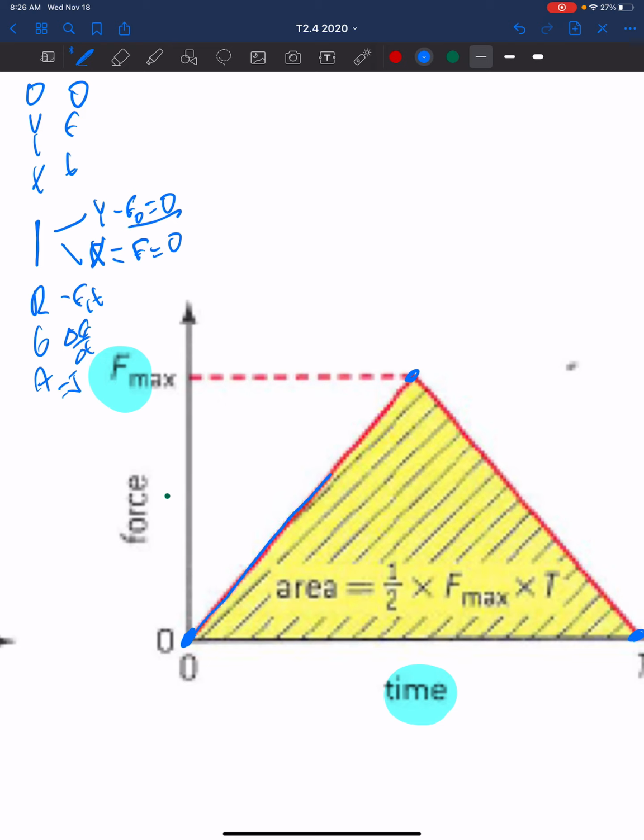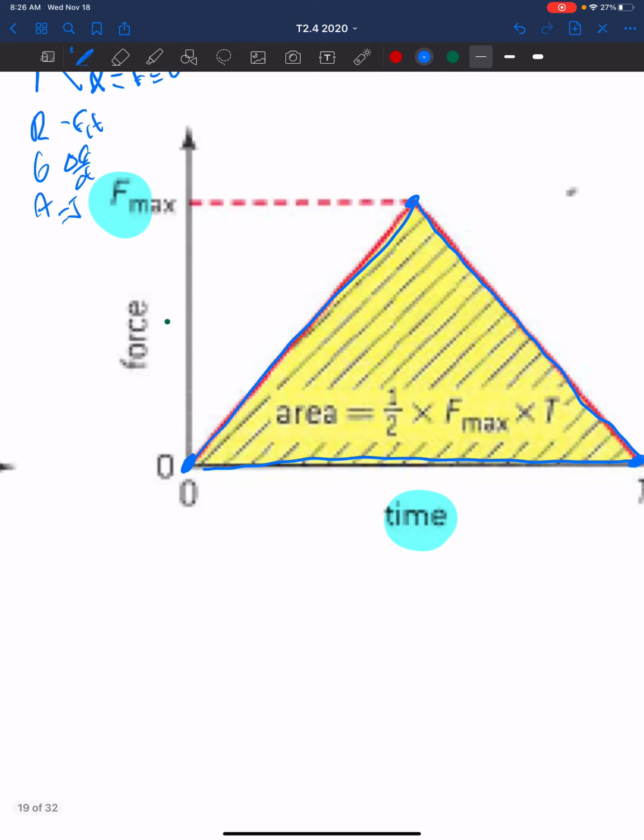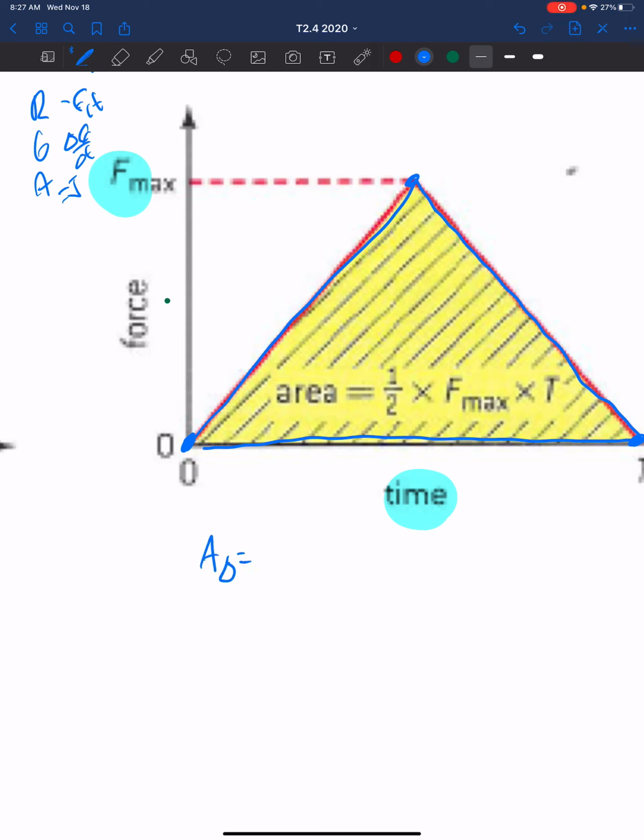And the area we are looking for is the area of this entire triangle. So that is the area of a triangle, which is 1/2 base times height. And that is our impulse. And so the base, we have delta T. And the height, in this case, is F max. So I'm going to do a little bit of commutative law again and rearrange the order. 1/2 F max times delta T is going to be our impulse.